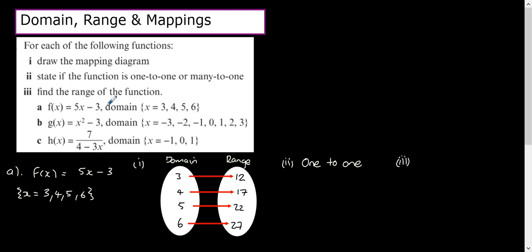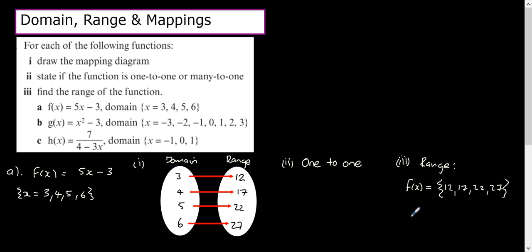Part 3 is asking for the range. When we are asked to describe the range of a function, you're best to write it in terms of describing f of x. And we can say that in this function, for the domain that we're given, f of x equals 12, 17, 22, and 27. So we've just made a list of all of the elements of the range.